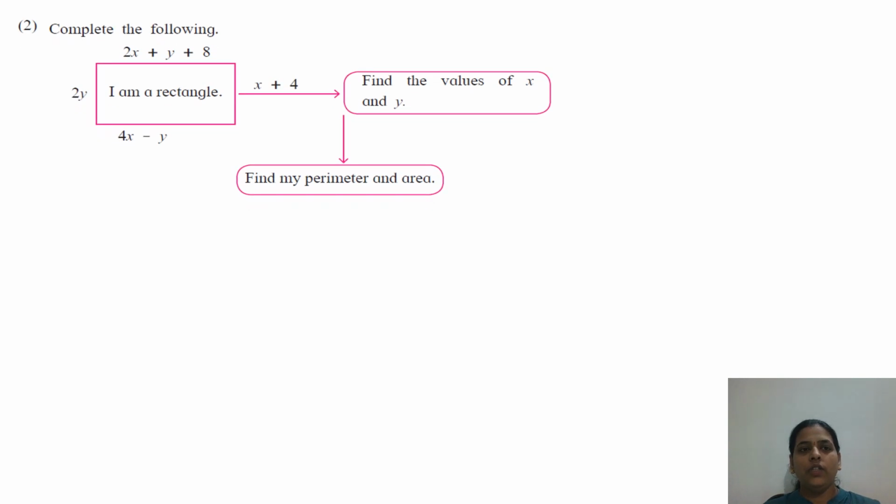Okay, next question is what? Complete the following. This is related to graphical representation. You are provided with one chart or one diagram, and according to that diagram you solve the question. So in this diagram, what do you see here?